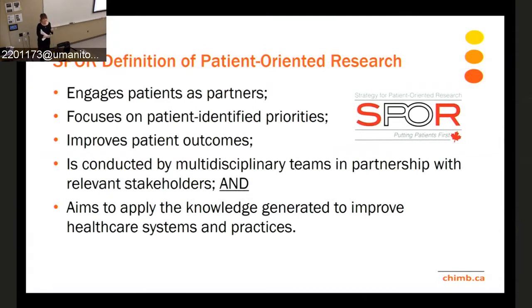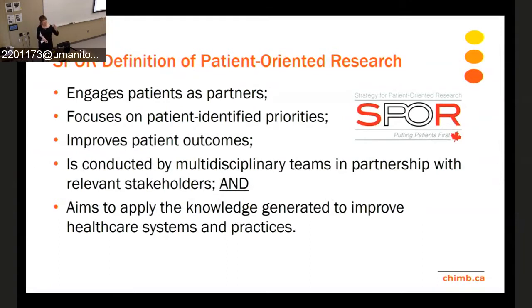The first is that it engages patients as partners. The second is that it focuses on patient-identified priorities. Third, improves patient outcomes. Fourth, is conducted by multidisciplinary teams in partnership with relevant stakeholders. And fifth, last but not least, aims to apply the knowledge generated to improve healthcare systems and practices.